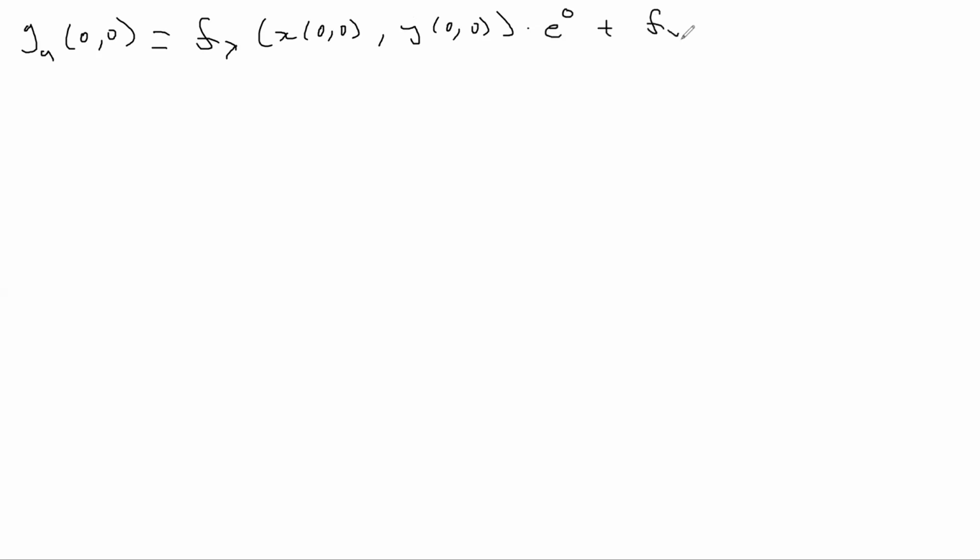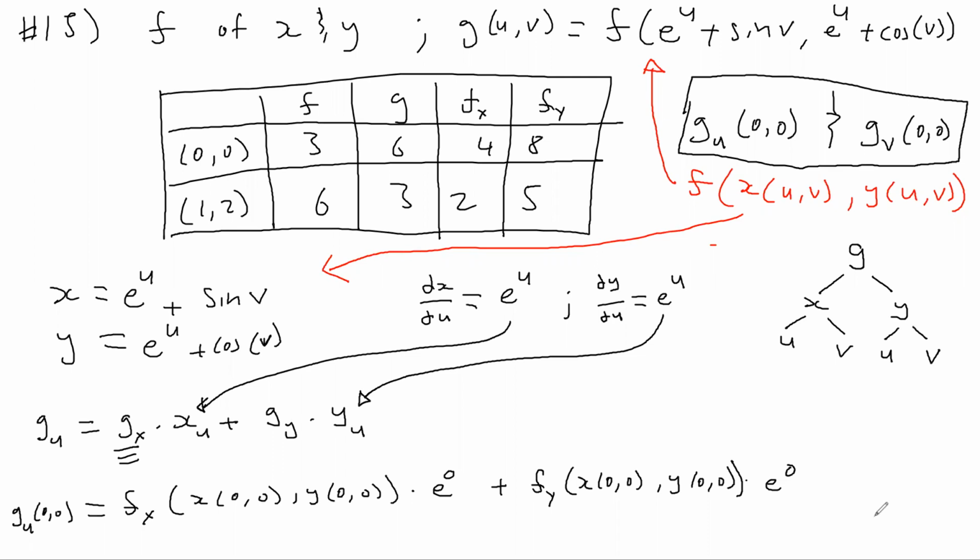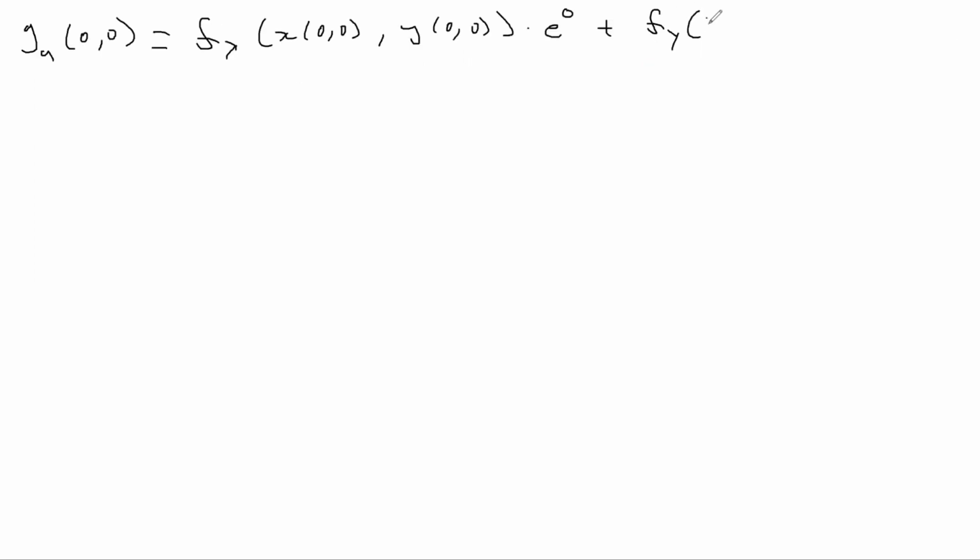So again, we have g sub u of 0,0, which is equal to f sub x of x(0,0), y(0,0), multiplied by e to the power of 0, plus f sub y, since we have g sub y, not g sub x right here, of x(0,0), y(0,0), and that's also multiplied by e to the power of 0.